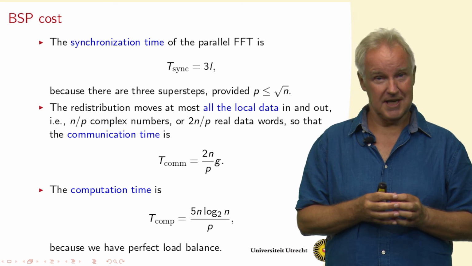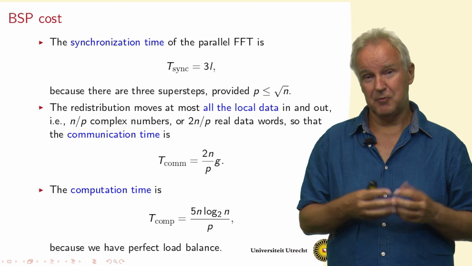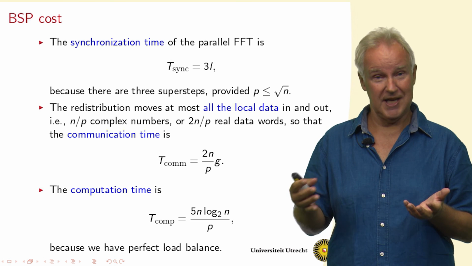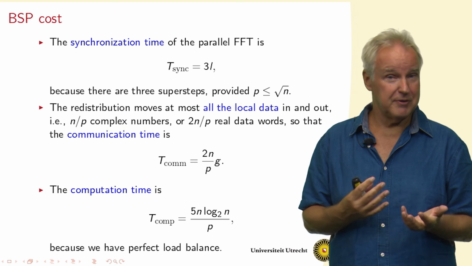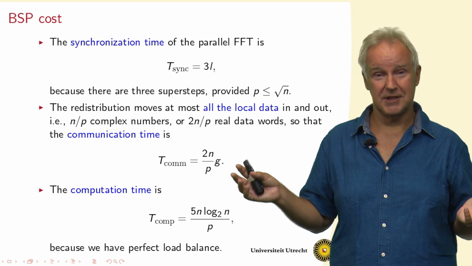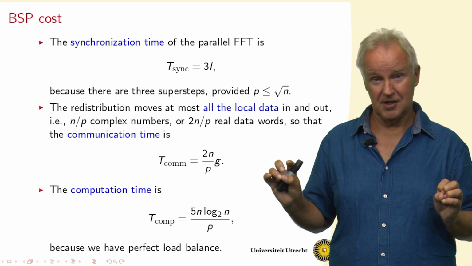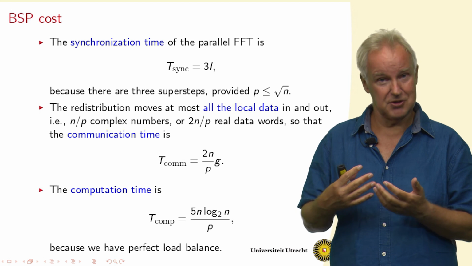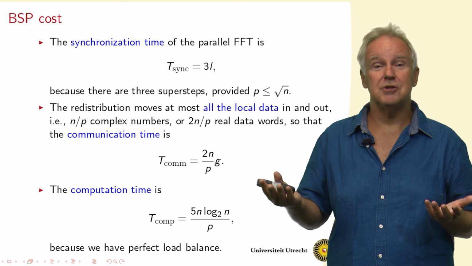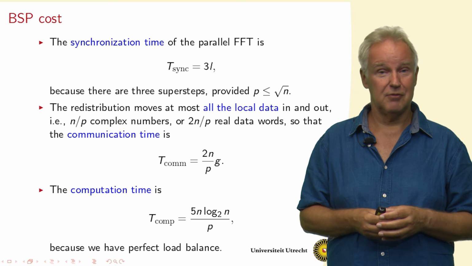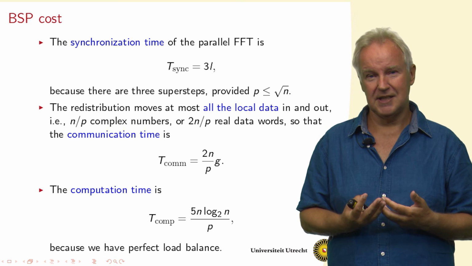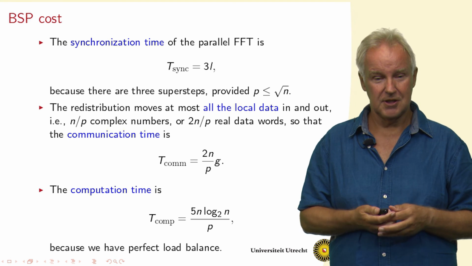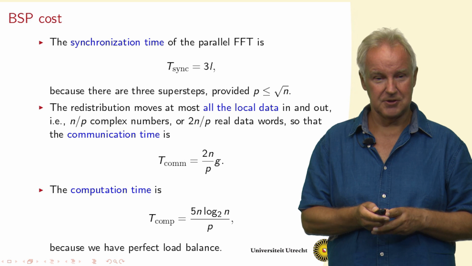The computation time is very simple. We don't really need to count. We have the sequential time, 5n log n. We have perfect balance in the algorithm. All processors do exactly the same number of flops. That's because we have these assumptions about powers of 2. And so the total time is 5n log n divided by p. We also don't have any extra operations like redundant operations. So that's a good result.